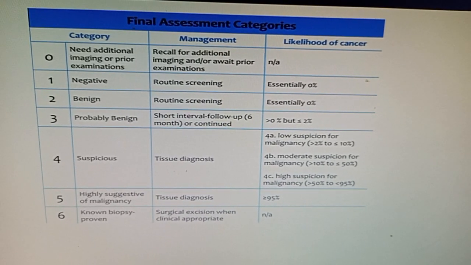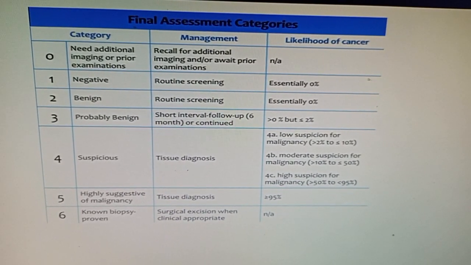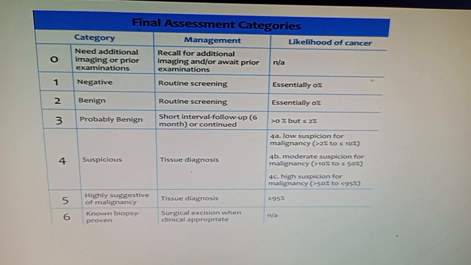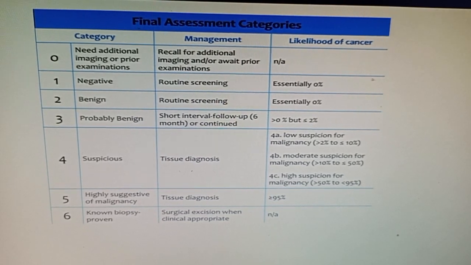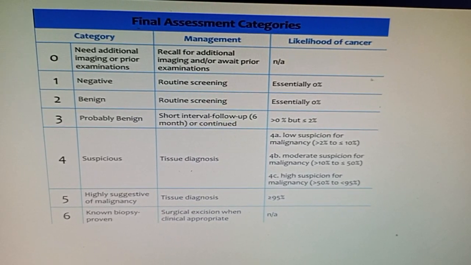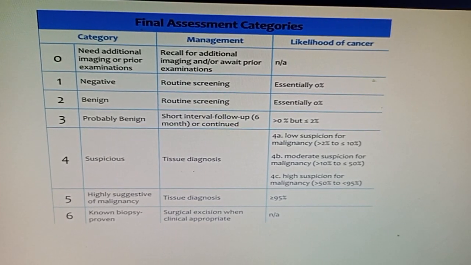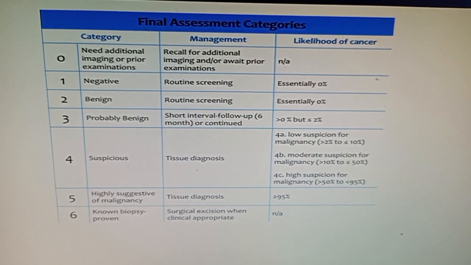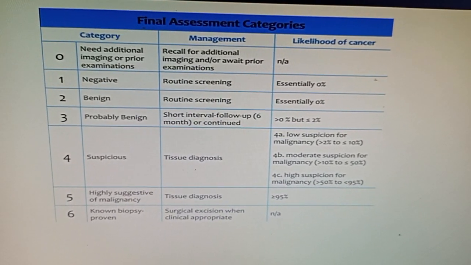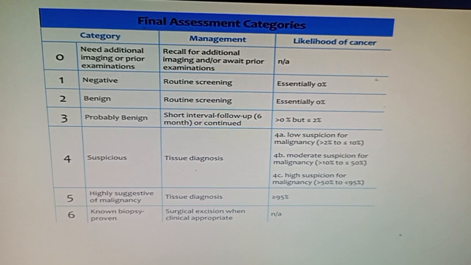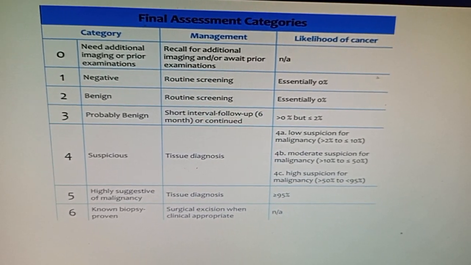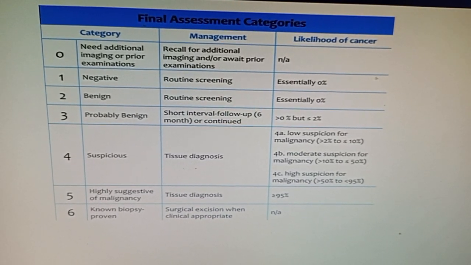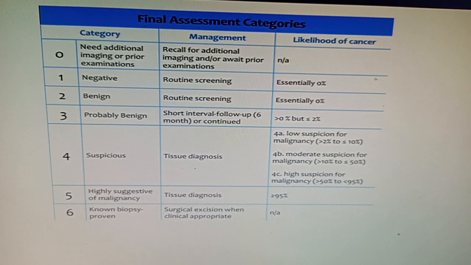In BI-RADS 1 category, this is the negative image and the management is routine screening. In BI-RADS 2, this is benign and routine screening is advised. BI-RADS 3, probably benign, short interval follow-up of 6 months is advised. BI-RADS 4 is suspicious, so it has three types: 4A, B, C. Low suspicious 4A, moderate suspicious 4B, and highly suspicious 4C.